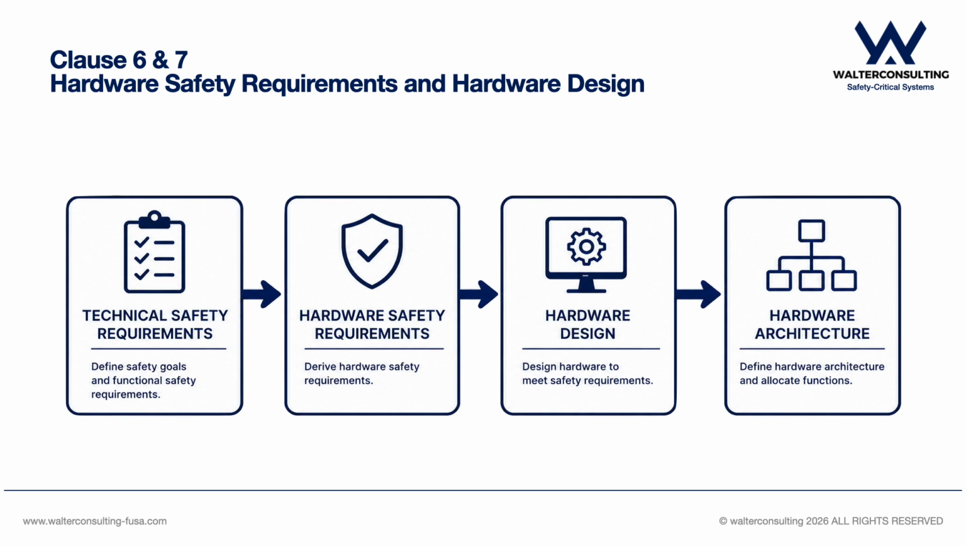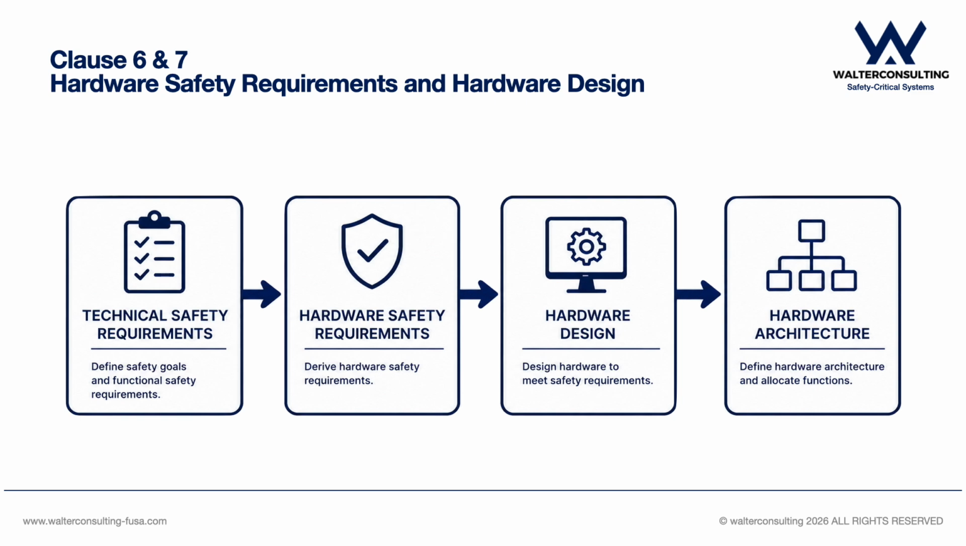The next 2 clauses work closely together. First, hardware safety requirements are derived from the technical safety requirements defined at the system level. These requirements describe what the hardware must achieve. Next, engineers develop the hardware design that satisfies those requirements. Major hardware elements are selected. Interfaces are defined, and the overall hardware architecture begins to take shape.